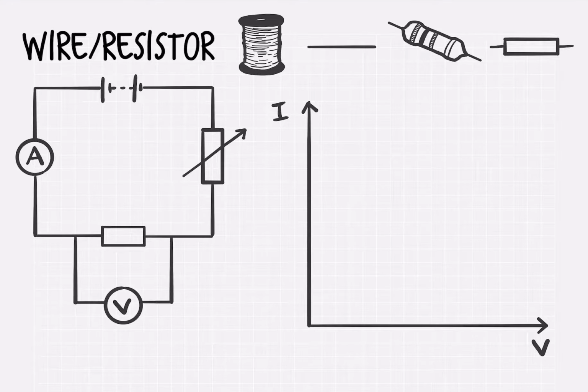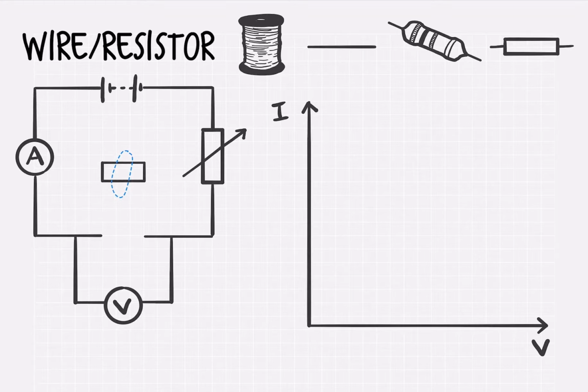In this video, we're going to look at how the IV curve looks for a wire and a resistor. The reason we're doing these together is because the shapes for both the wire and the resistor are identical. You'll see in the last video that we used this circuit over here in order to collect the data for the IV curve. This circuit is set up to take the IV curve for the resistor.